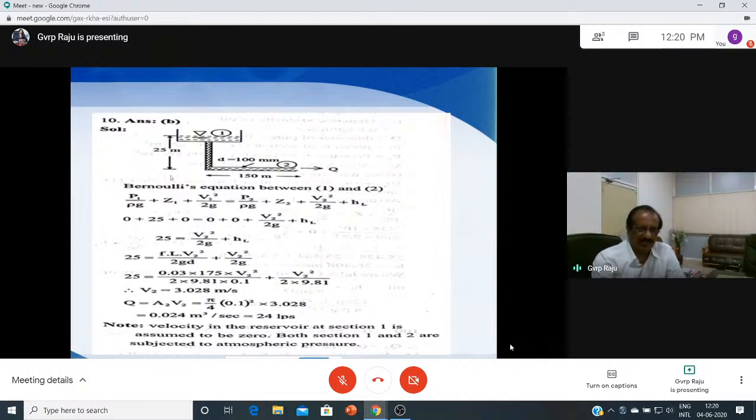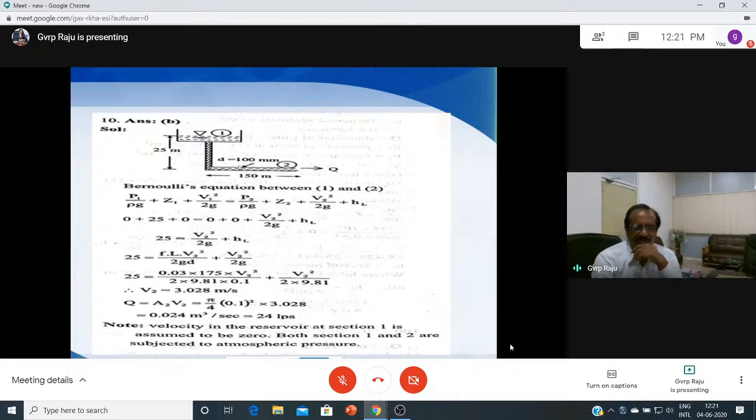Now Z1 is 25 meters. If you take the datum here, point 2 is here and point 1 is here, so Z2 is 0 and Z1 is 25. So 0 plus 0 plus 25 equals 0 plus V square by 2g plus hL. The head loss hL is f L V square by 2 g D, and this plus V square by 2g is equal to 25. Now you have all the values: f is 0.03, L is the length of the pipe. Bend loss can be neglected.